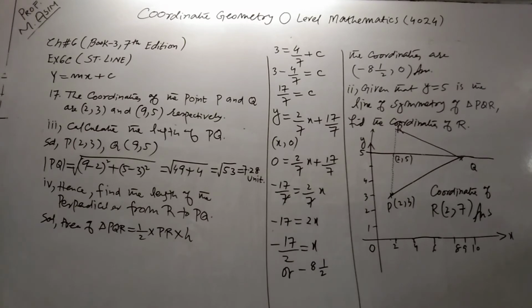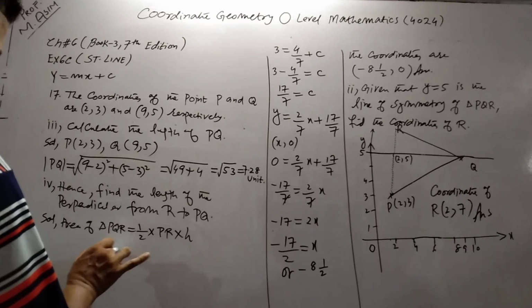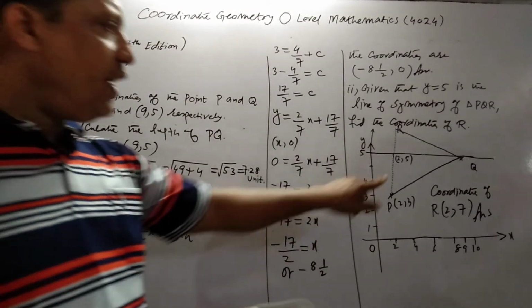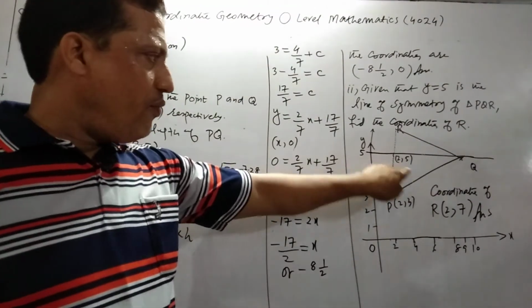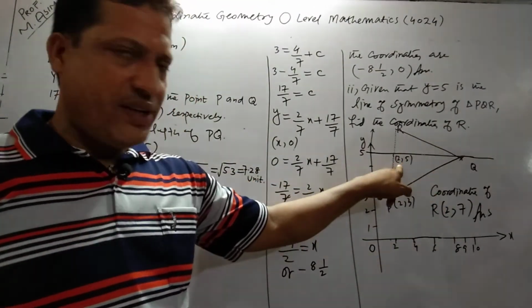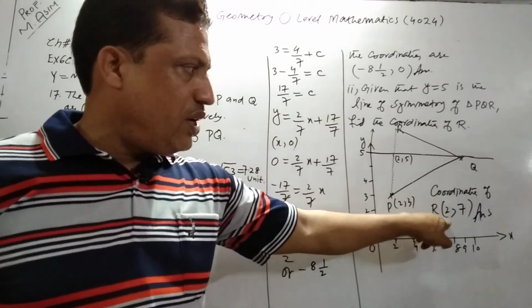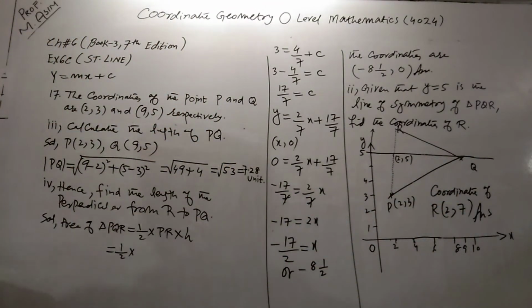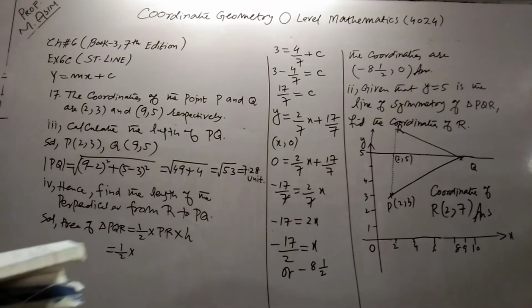Now we have to find the base. What are the coordinates of P? 2, 5. What are the coordinates of R? 2, 7. So 2 minus 2 is 0. So only answer is 7 minus 5, that is 2. Okay students? Sorry.